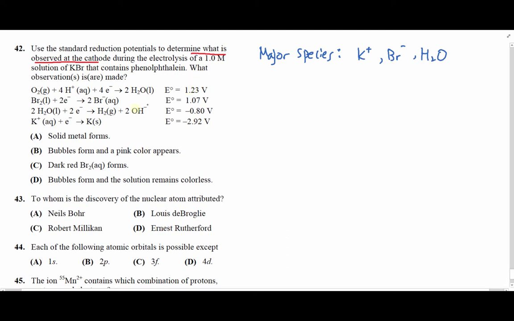I have potassium ion that can undergo reduction. And water also can undergo reduction. Which one do you have to use? Well, the first reaction is for the oxidation. The water undergoes oxidation by flipping the sign of cell potential. But the third equation is the reduction of our water.